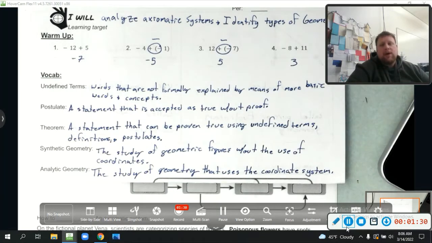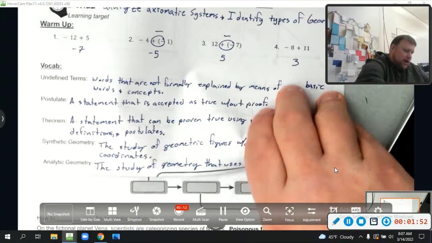Undefined terms, by the way, are also just variables. When we use variables to prove something, it means it works for all numbers because it works for a variable that stands in for all numbers. Synthetic geometry is the study of geometric figures without the use of coordinates, and analytic geometry is the study of geometry that uses the coordinate system. A lot of this, we're just defining parts of geometry. Pause this, write it down. We're going to move on with our day.